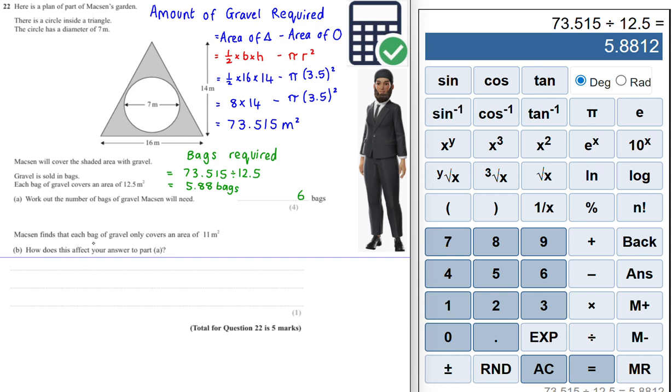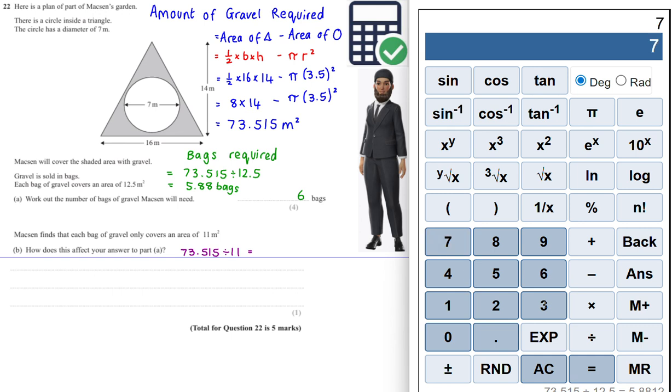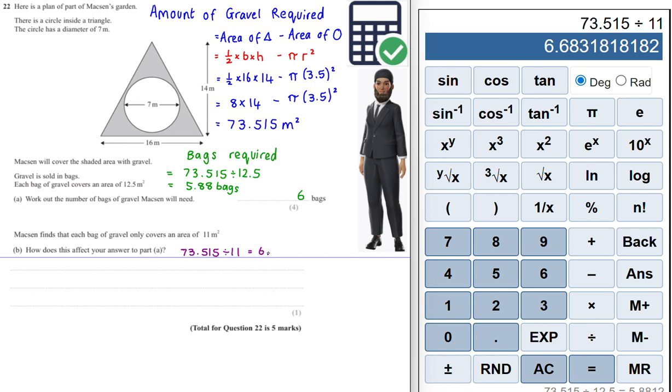Maxon finds that each bag of gravel only covers an area of 11 meters squared. How does this affect your answer in part A? So with regards to this, let's keep the total area, which is 73.515, and divide it by 11 and see what we get. So let's go back over here. We'll type in 73.515 divided by 11, and you should end up getting 6.68 bags. That's what we require now. This time, again, 6 bags is not going to do the job, but we will require 7 bags.